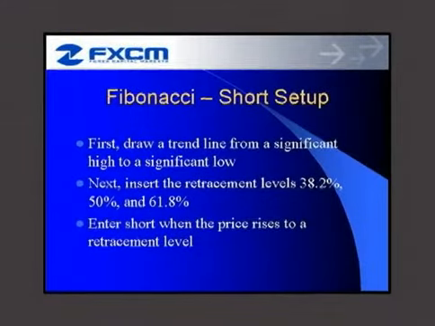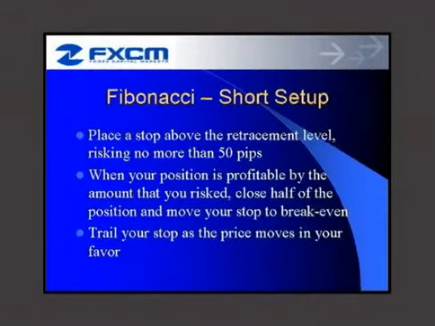So we're going to take a look now at a short trade using the same type of situation. Same thing, we're going to draw a trend line from a significant high point to a significant low point. Next, we're going to insert those same retracement levels, 38.2%, 50%, 61.8%, and then we're going to enter short when the price rises to a retracement level because we believe it might find resistance there. Once we've reached that resistance level, we're going to place a stop 50 pips above that level, no more than 50 pips above, because again, if it's cleanly broken, we don't want to be short.